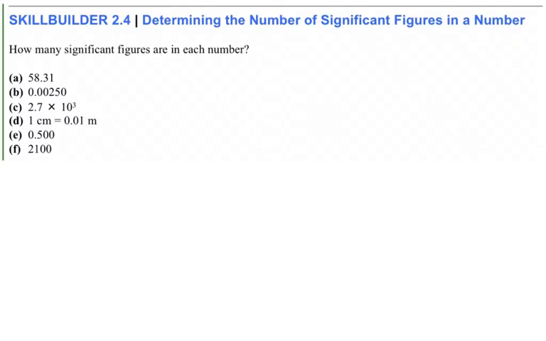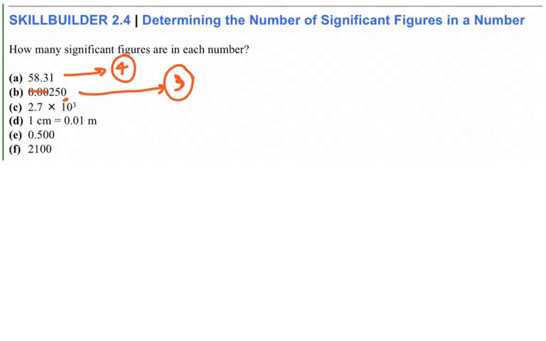So for the first one, you should have said 4. The rule is rule number 1. They're all non-zero digits. For number 2, the answer is 3. Let me give you the rationale. The first 3 zeros here are leading zeros. But the last one is a trailing zero, and there's a decimal point, so it is significant. So the answer to that one was 3.